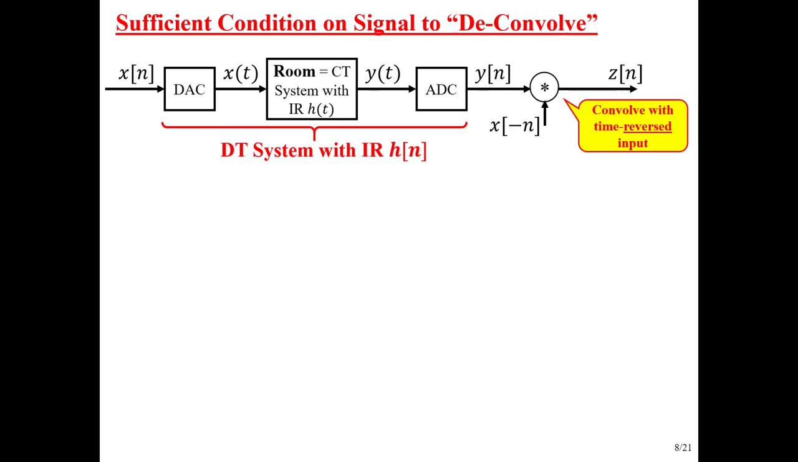Now, let's look at this condition here to see what we need to be able to do this. And the literature refers to this as deconvolving. And there's a reason for that, right? X gets convolved with H, and then we deconvolve it to extract the H from that resulting signal.